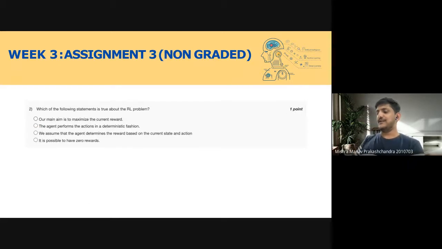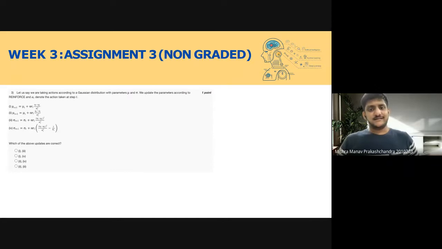Now here, which of the following statements is true about the RL problem? So our main aim is to maximize the current reward. No, we are trying to maximize the cumulative reward. Second, the agent performs the actions in a deterministic fashion. No, the agent is not deterministic, but rather stochastic. Third is we assume that the agent determines the reward based on the current state and action. That's incorrect because the agent also has access to the previous state and action. And fourth, it is possible to have zero reward. Yes, this is true. So this is the correct answer.